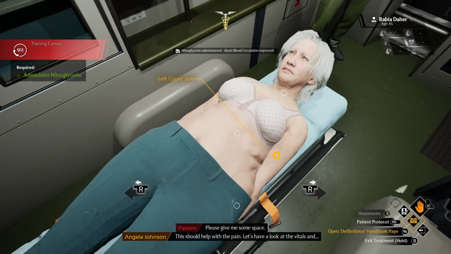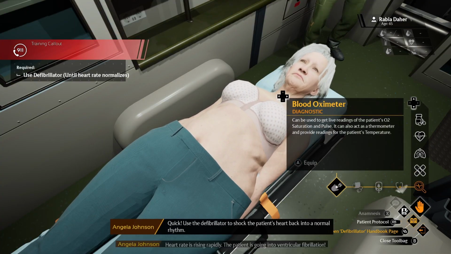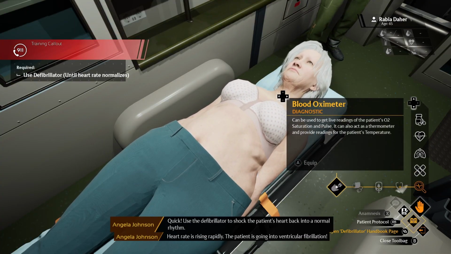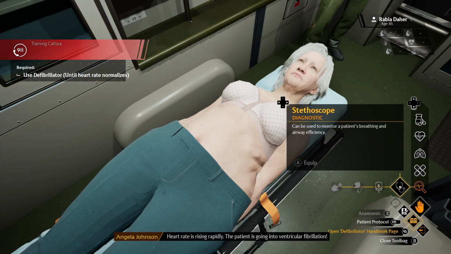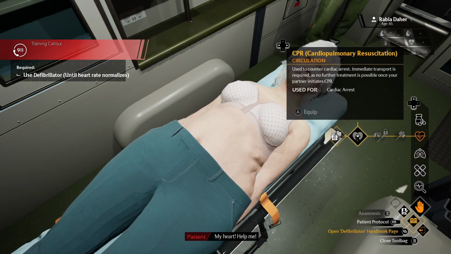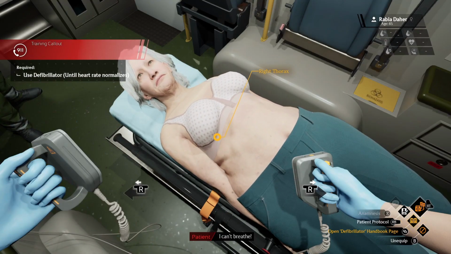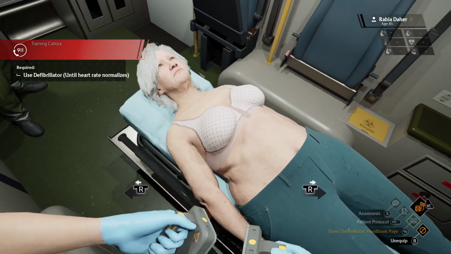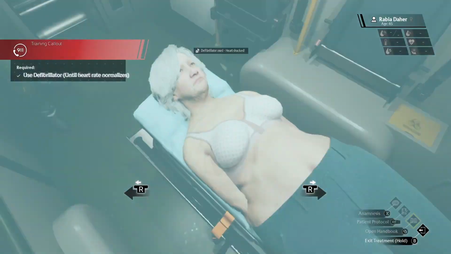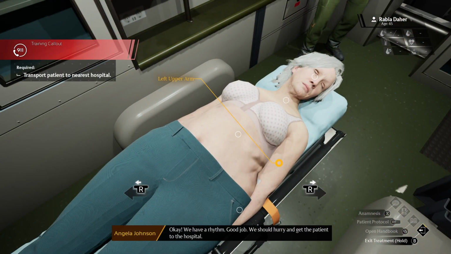This should help with the pain. Give me some space. Let's have a look at the vitals. Heart rate is rising rapidly. The patient is going into ventricular fibrillation. Quick! Use the defibrillator. My heart. Help me. I can't breathe. Back into a normal rhythm. Okay, we have a rhythm. Good job. We should hurry and get the patient to the hospital.